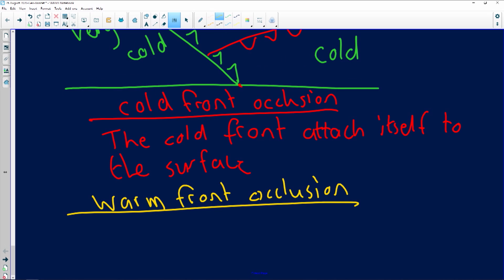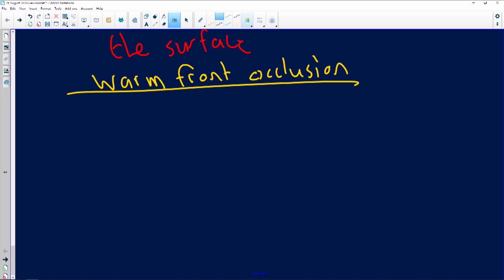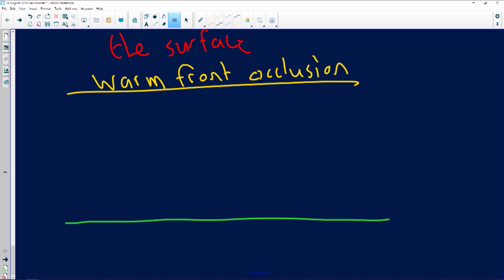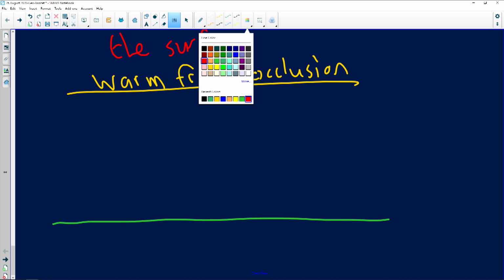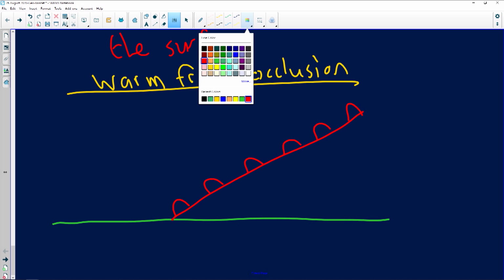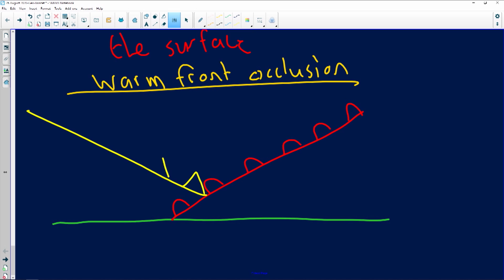Now, with a warm front occlusion, the warm front attaches itself to the surface. There's the surface. There's the warm front. Okay. And the cold front attaches itself, let me use yellow, attaches itself to the warm front. Now, once again, repeating myself over here, it's an occlusion stage. That cold front has caught up with the warm front, displaced all of the warm air.